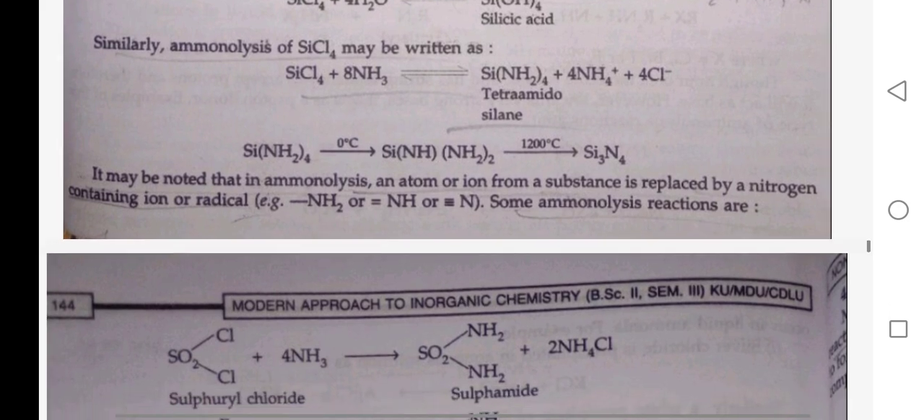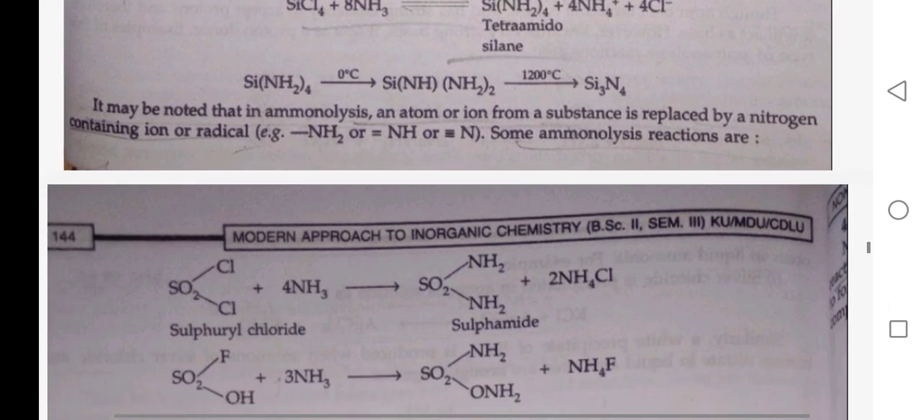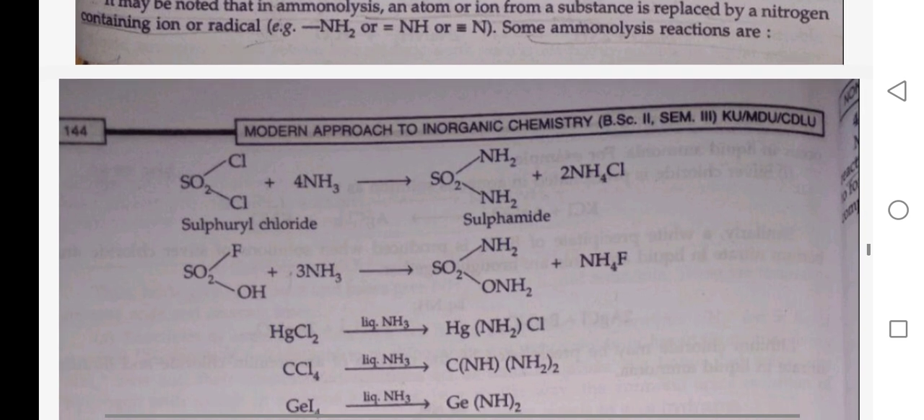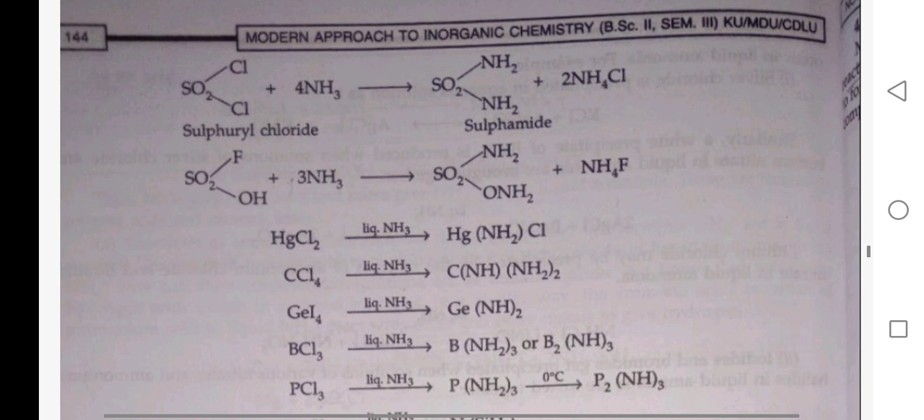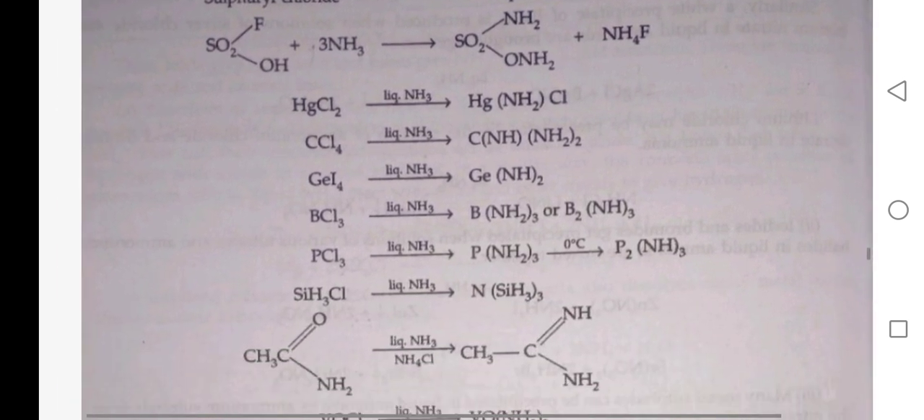It may be noted that in ammonolysis, atoms or ions from a substance are replaced by nitrogen-containing ions or radicals: NH2-, =NH or ≡N. Some ammonolysis reactions are: sulfuryl chloride reacts with NH3 ammonia, with formation of the product sulfamide and NH4Cl.